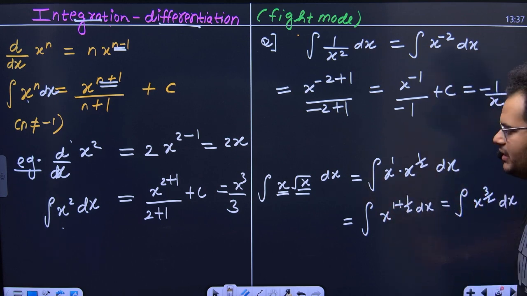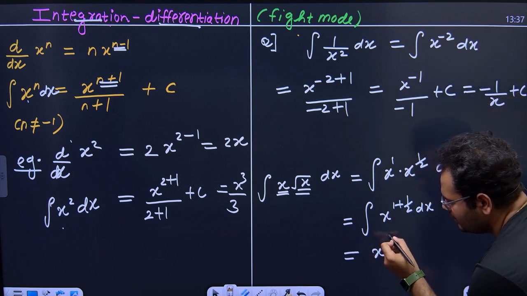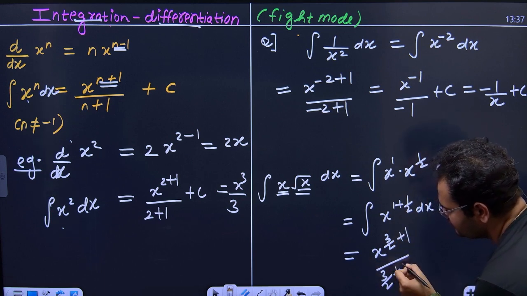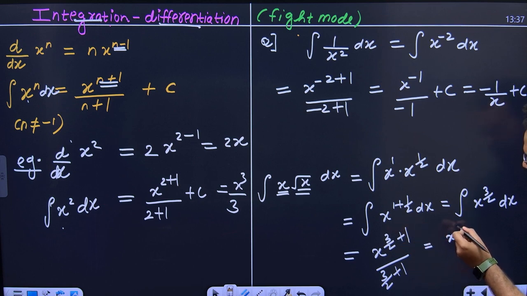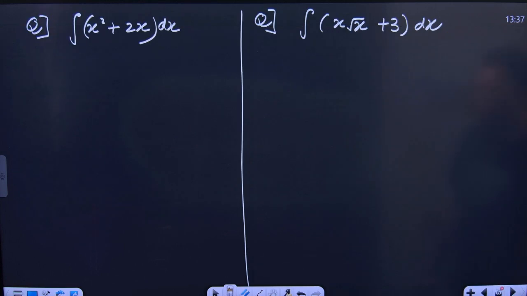Sir, then how to integrate? Apply the similar formula. X to the power 3 by 2. Here n is equal to what? 3 by 2. So x to the power 3 by 2 plus 1 upon 3 by 2 plus 1. Very easy. That's it. Finished. What is 3 by 2 plus 1? It is 5 by 2. And in denominator also it will become 5 by 2. Solved. Easy. Right? Now go to the next questions.